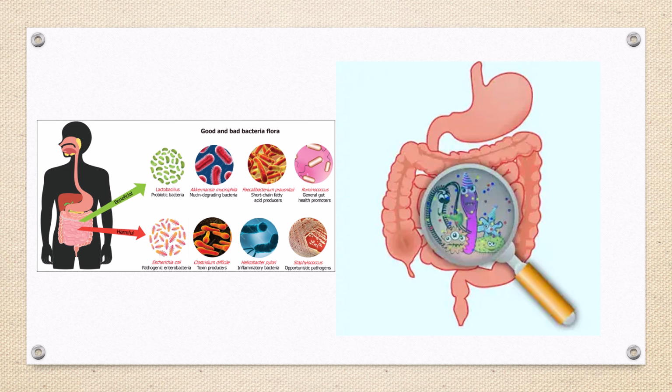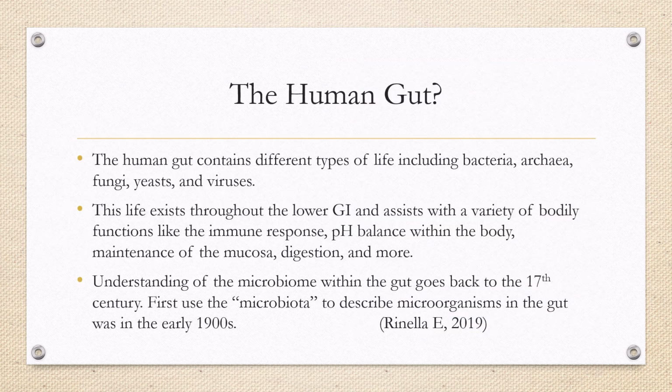But aside from that, there are good bacteria that you want in your gut, and that image just illustrates that. The human gut contains different types of life, including bacteria, archaea, fungi, yeasts, and viruses. This life exists throughout the lower GI and the upper GI to a lesser extent, and assists with a variety of bodily functions like the immune response, pH balance within the body, maintenance of the mucosa, digestion, and more. Understanding of the microbiome within the gut goes back to the 17th century. First use of the microbiota to describe microorganisms in the gut was in the early 1900s.